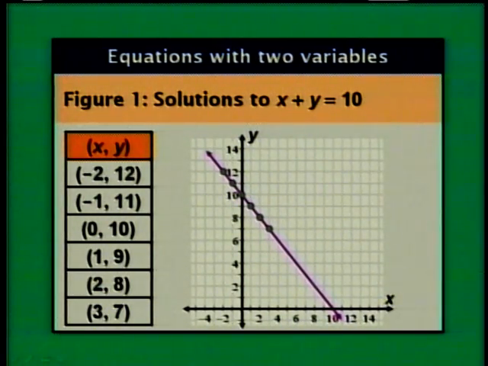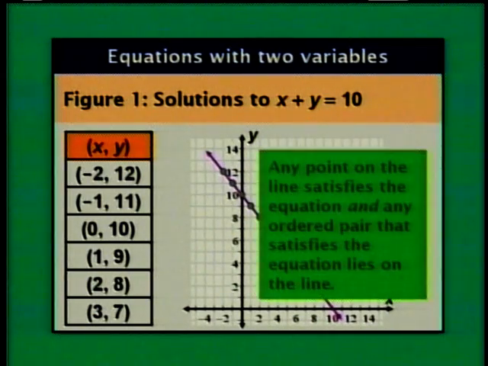Now, if I look at this line, I'm going to find some other ordered pairs from the solution set that we talked about earlier. For example, here is the ordered pair (5, 5). We had thrown this in our solution set earlier. Here's the ordered pair (10, 0). We had thrown that in our solution set earlier. So one of the things that we can say about this picture of the solution is that any point on the line satisfies the equation, and any ordered pair that satisfies the equation lies on the line.